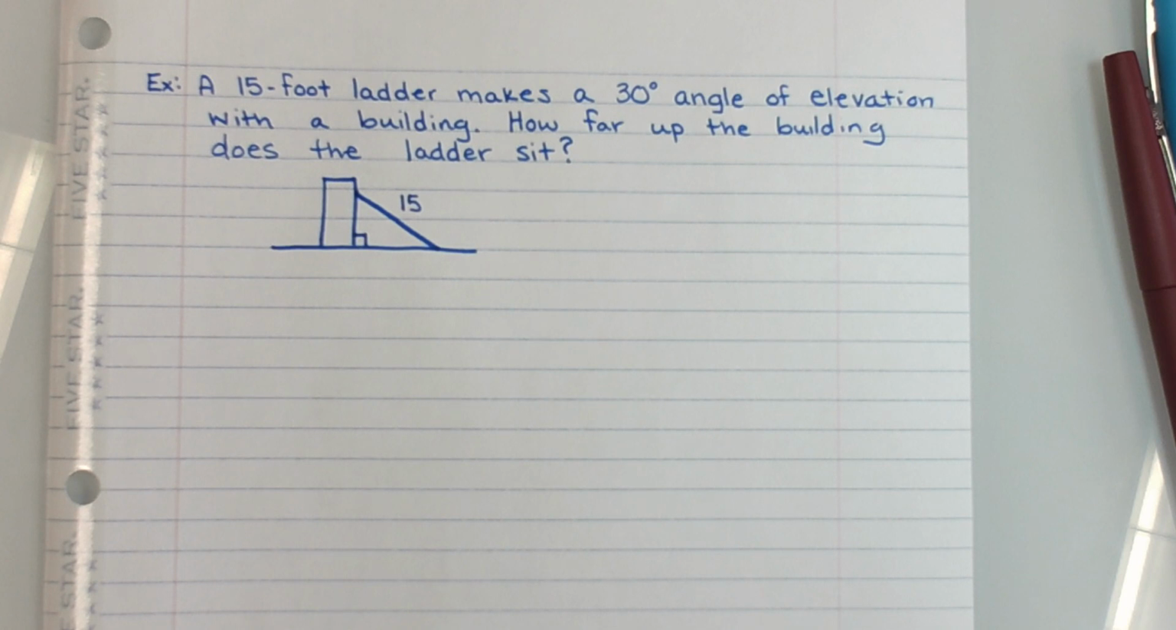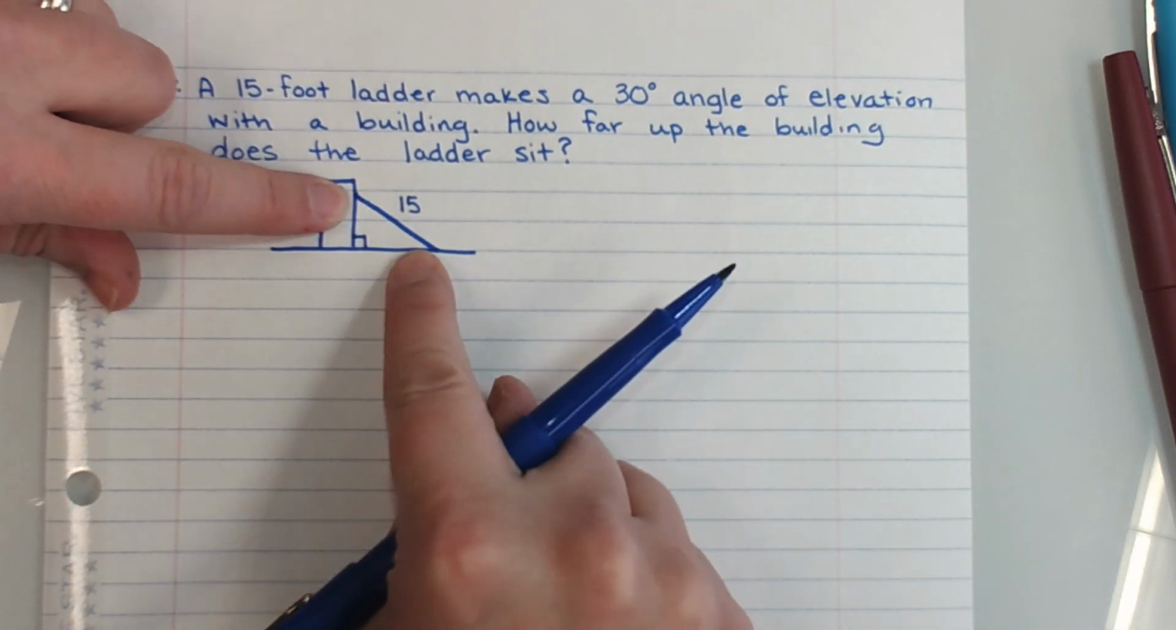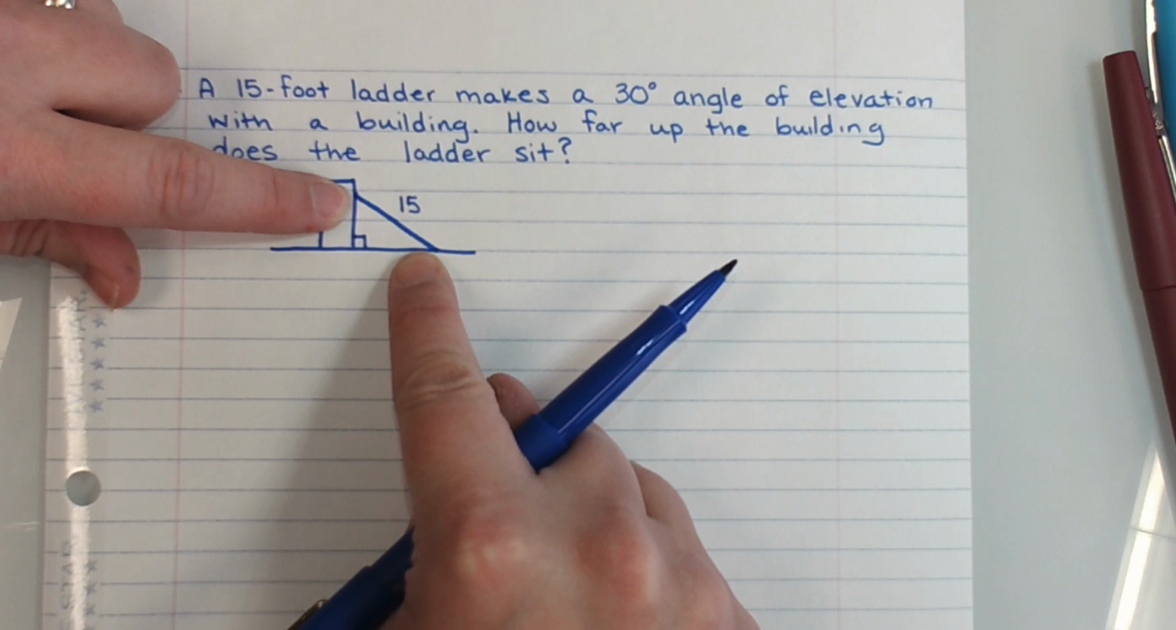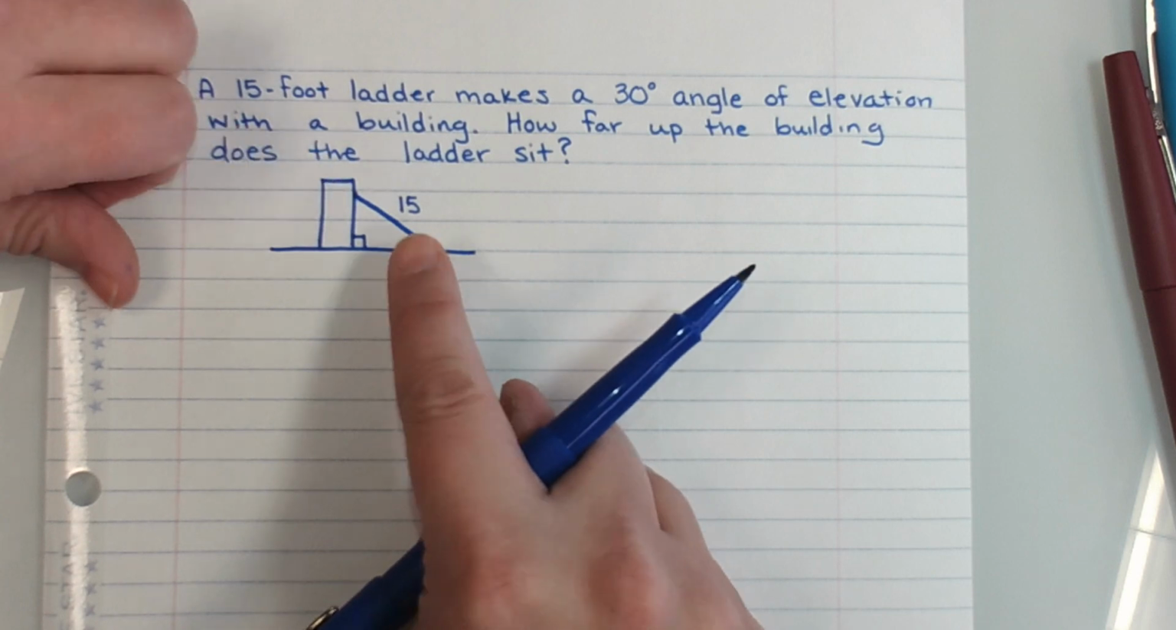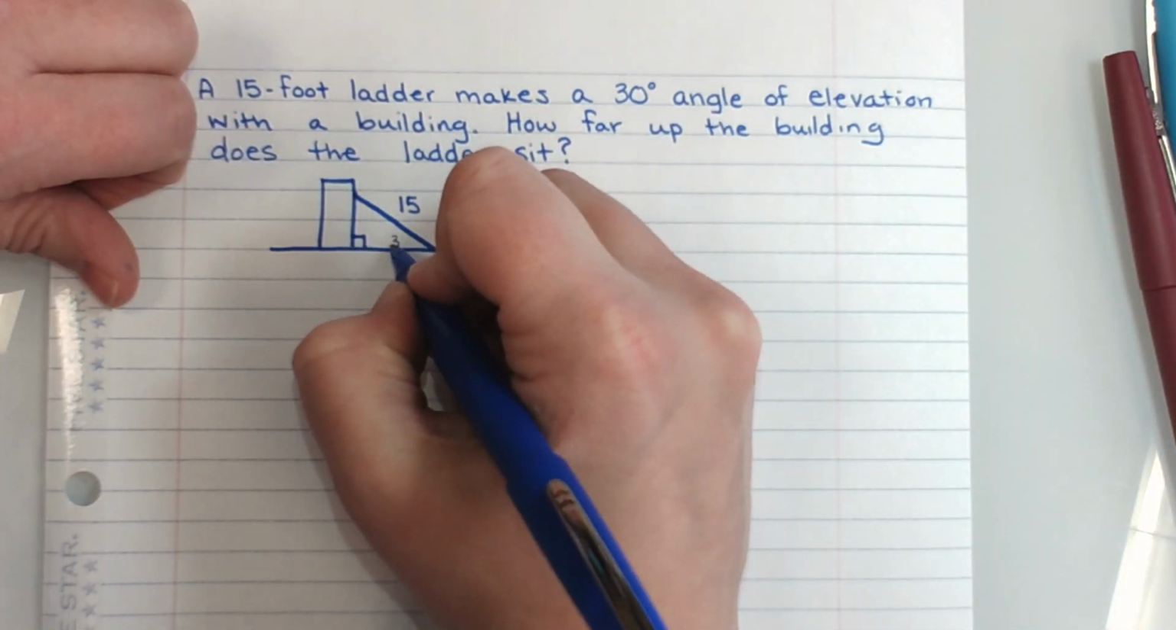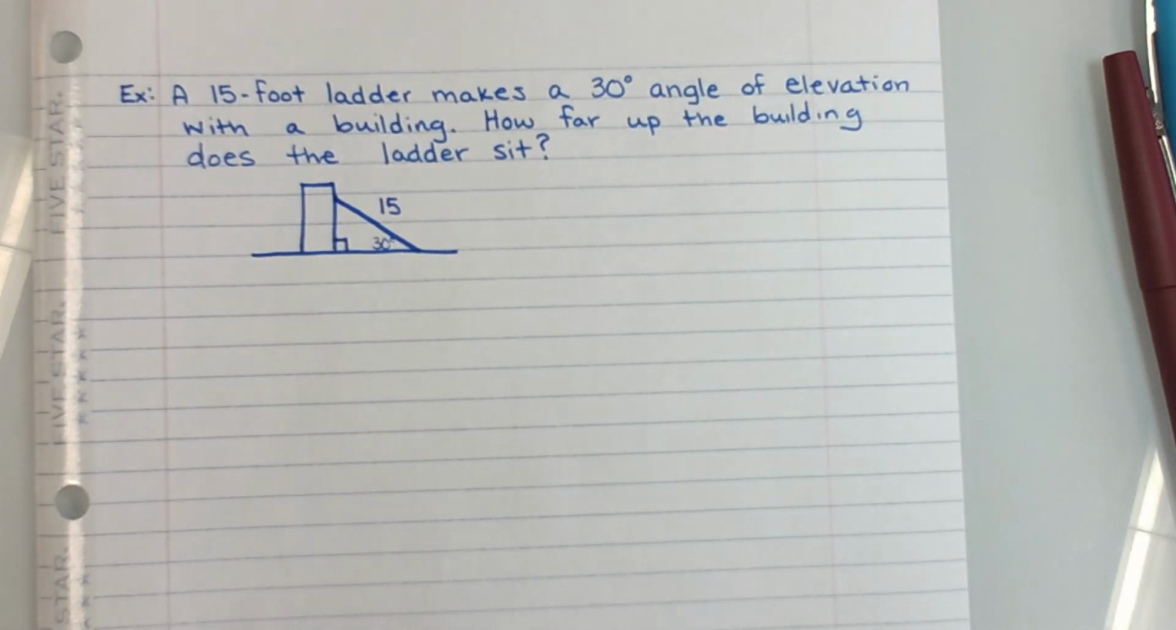Where does the 30 go? It's an angle. Here or here? No. It is an angle of elevation, meaning it goes from horizontal upwards. Which of these is going horizontal upwards? This one. I know it sounds like it should be the other one because it talks about making the angle with the building. But the way that it makes the angle is by leaning the ladder against the building, but the actual angle of elevation is still on the ground.